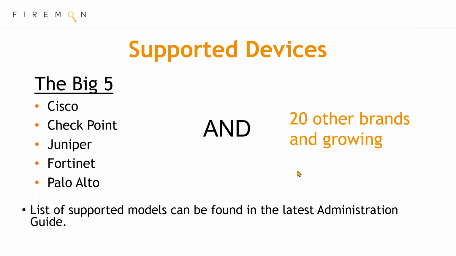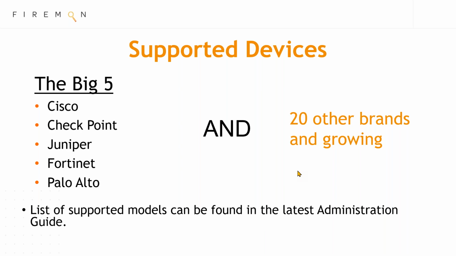All right, FireMon currently has support for a large number of devices or types of devices, of course, including the big five: Cisco, Checkpoint, Juniper, Fortinet, and Palo Alto. We have some 20 other supported vendors and growing, currently with over 70 different device types that we support right now. This includes major cloud providers, Azure, AWS, and Google.